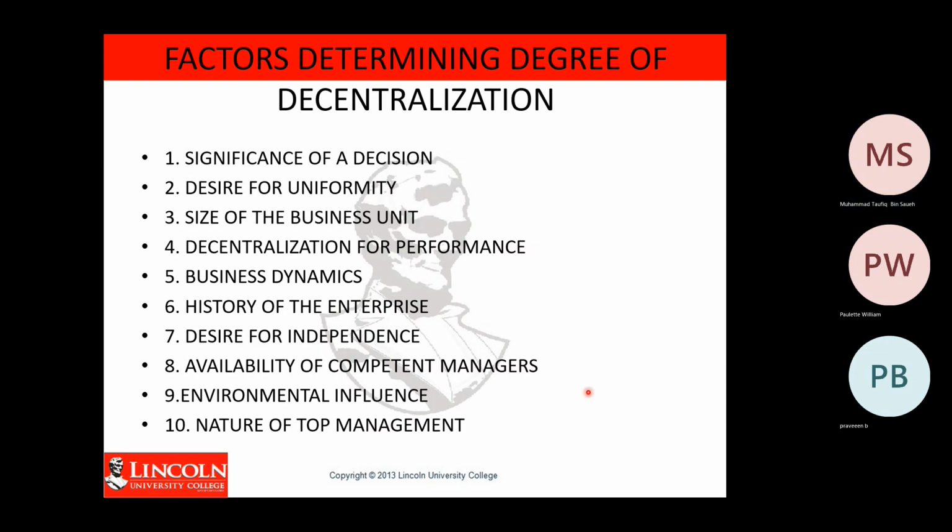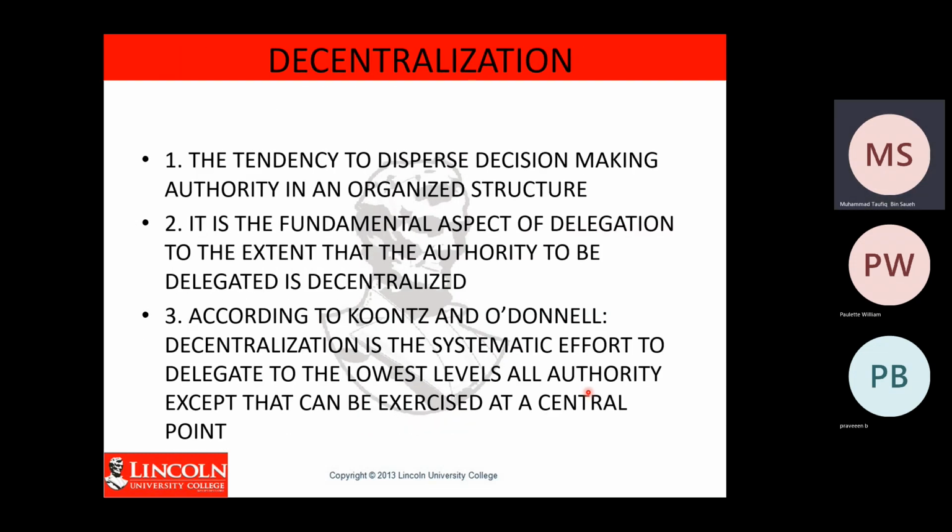And then we have what we call decentralization. Decentralization is the tendency to disperse decision-making authority in an organized structure. It is the fundamental aspect of delegation to the extent that the authority to be delegated is decentralized. According to Koontz and O'Donnell, decentralization is the systematic effort to delegate to the lowest level all authority except that which can be exercised at a central point.